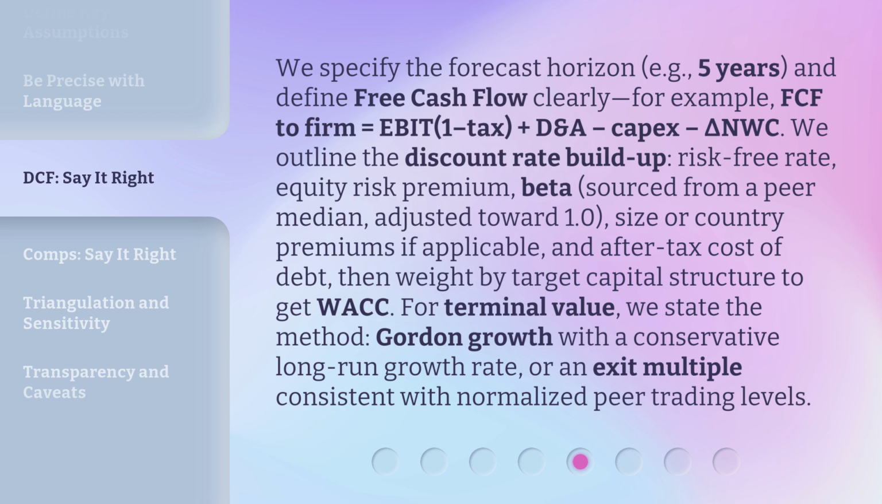We outline the discount rate buildup: risk-free rate, equity risk premium, beta sourced from a peer median, adjusted toward 1.0, size or country premiums if applicable, and after-tax cost of debt, then weight by target capital structure to get WACC. For terminal value, we state the method: Gordon growth with a conservative long-run growth rate, or an exit multiple consistent with normalized peer trading levels.